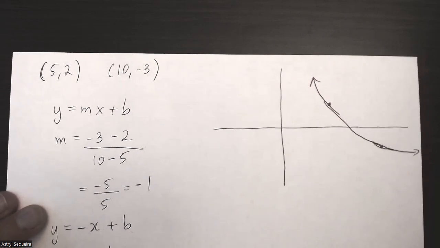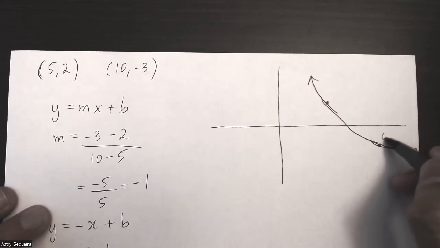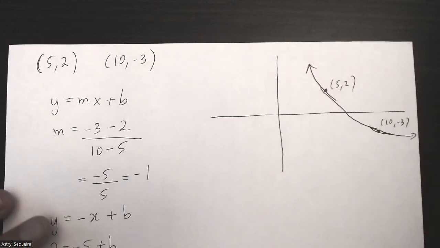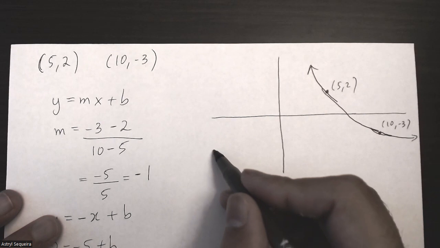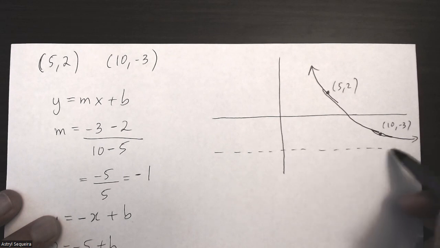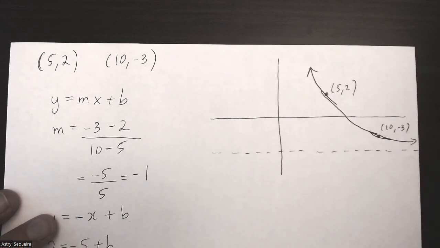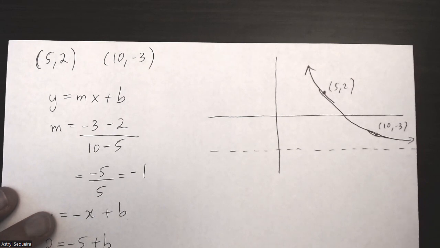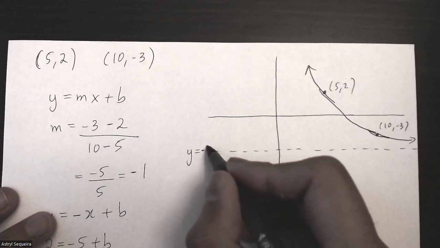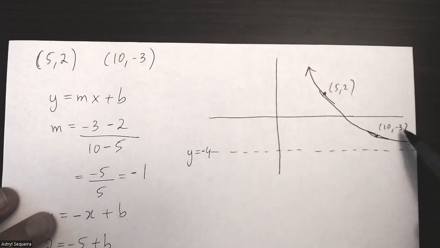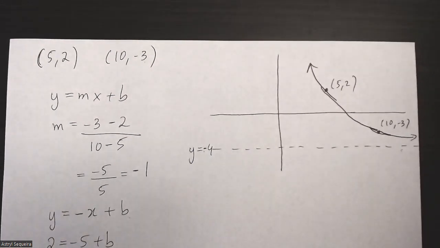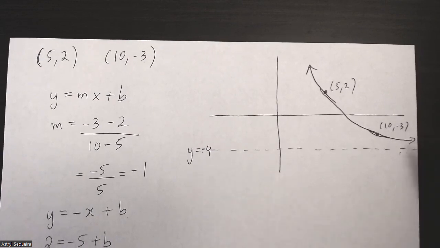I'm going to keep my exponential function like this. This point is 10 comma -3. This point is 5 comma 2. And I'm going to create my horizontal asymptote. We have to always create a horizontal asymptote if we're not given one in this question. So I'm going to create a horizontal asymptote right there, and I'm going to make that y equals -4. So I've just selected one value below -3 for this one. You could also select -5, -6, doesn't really matter. I'm just going to pick -4 for this one.